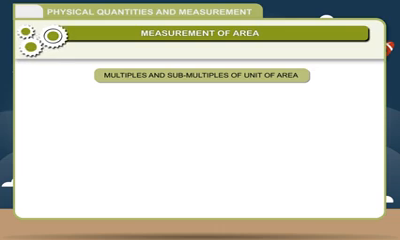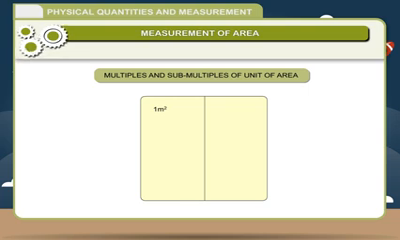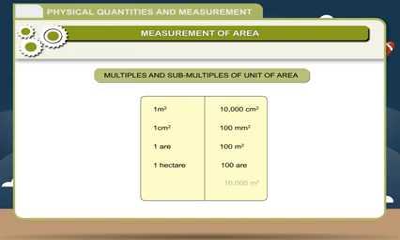Multiples and submultiples of unit of area. 1 square meter is equal to 10,000 square centimeter. 1 square centimeter is equal to 100 square millimeter. 1 are is equal to 100 square meter. 1 hectare is equal to 100 are, which is equal to 10,000 square meter.